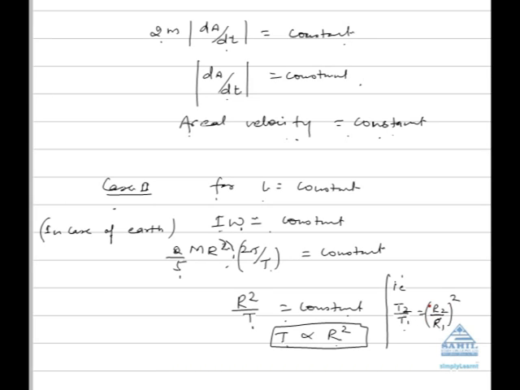This equation is generally used to determine the time period of the Earth if the radius of Earth changes. For example, if the radius of Earth becomes half, then the time period of the Earth becomes 1 by 4 times, and vice versa. If the radius of Earth reduces to half, then the time period of the Earth also reduces to 1 by 4 times.